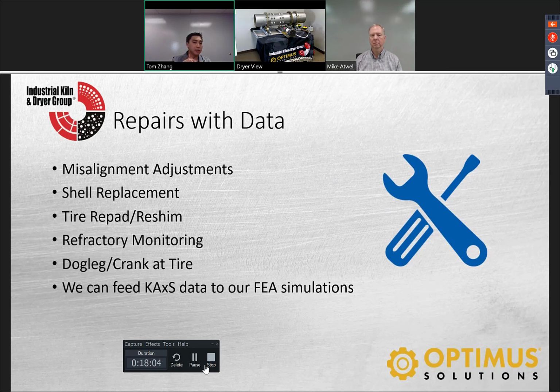Refractory monitoring is where the ovality comes in. If you've got high ovalities and you are losing brick, let's look at why. Is it because the refractory failed? Is it because on the discharge end your burner is adjusted so that it's deteriorating refractory, or is it insulation, etc.? And then dogleg or crank at the tire, or at the shell through the tire. That's a highly consequential phenomenon. And one of the future things we've done is feed some of the alignment data to where we can simulate loads. That's another interesting thing we've learned.